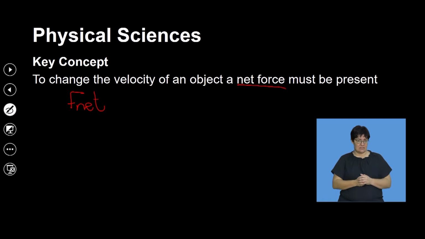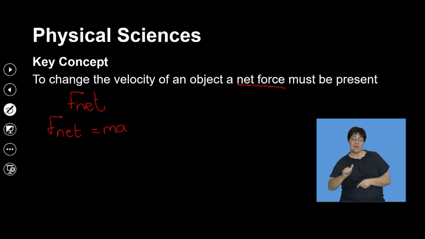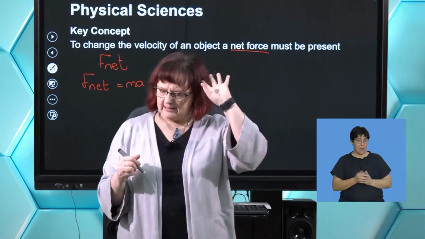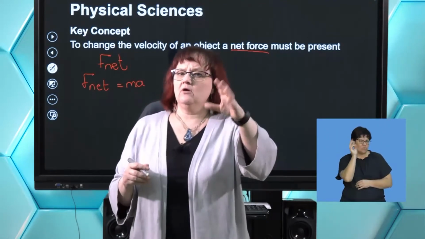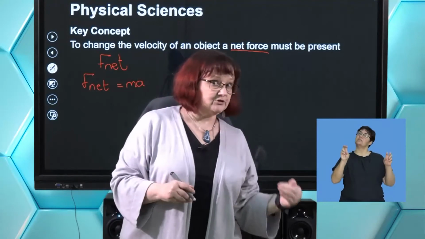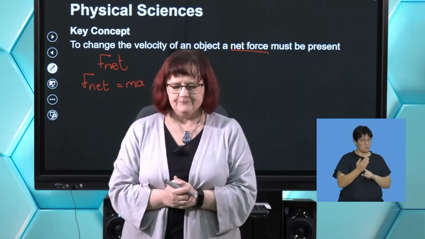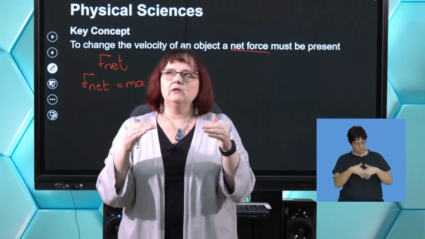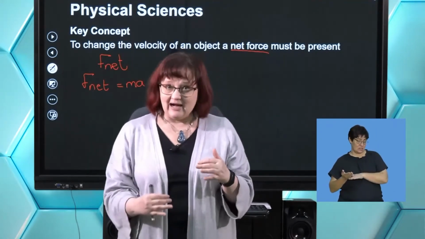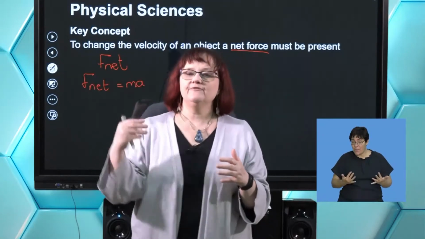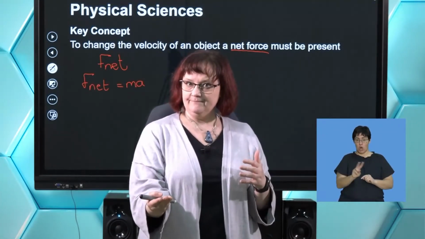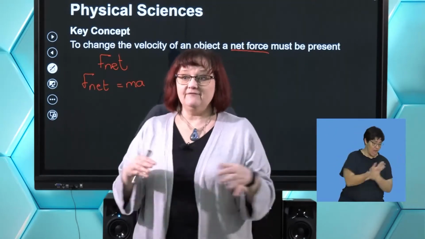Now we're going to develop something here. F net, Newton's second law, is equal to mass times acceleration. Now, before the break, I asked you to keep in the back of your mind what the definition of acceleration is from equations of motion, which you did previously. Acceleration is defined as the rate of change of velocity. So it's how quickly or how slowly velocity changes.